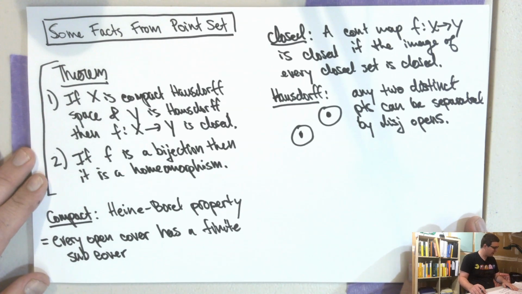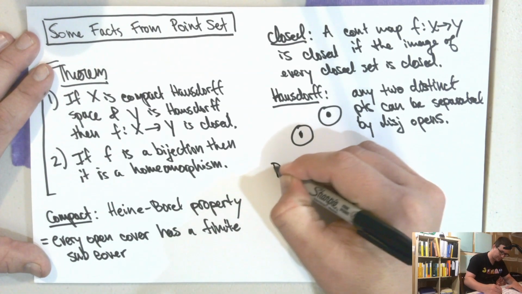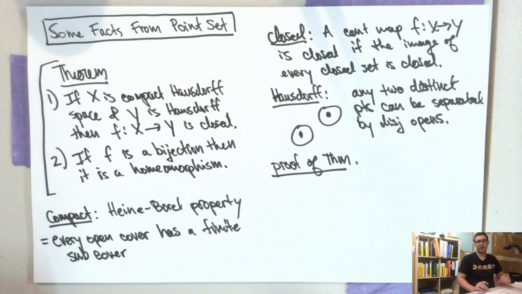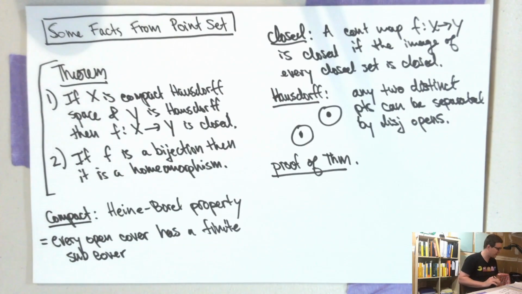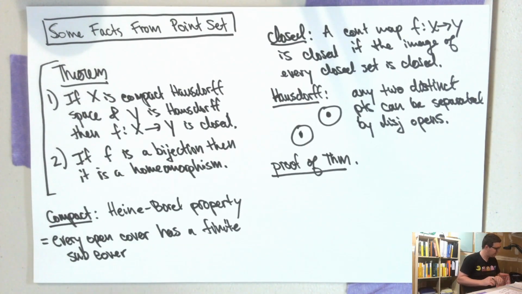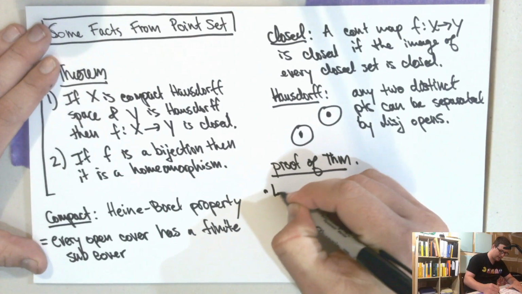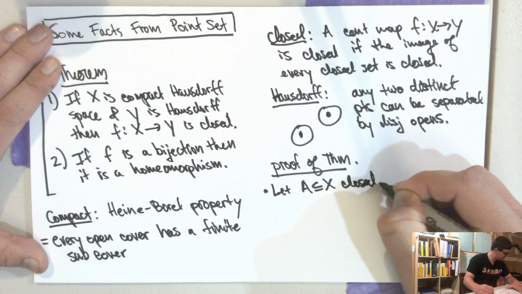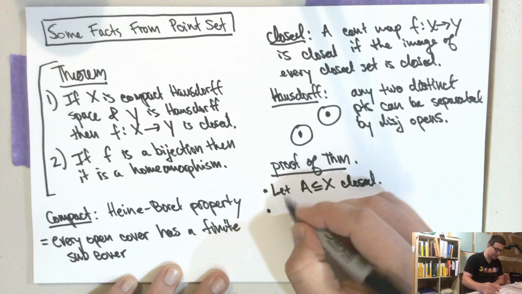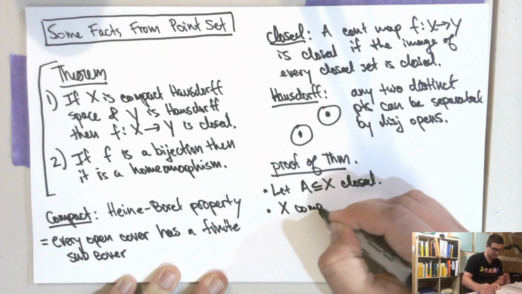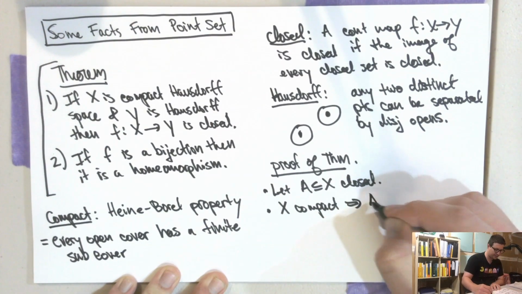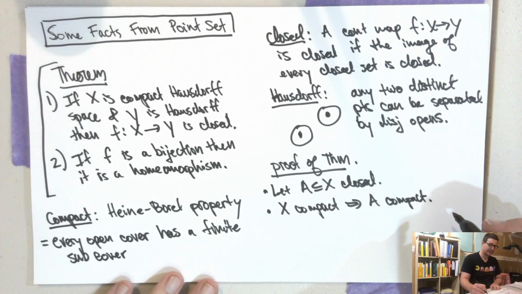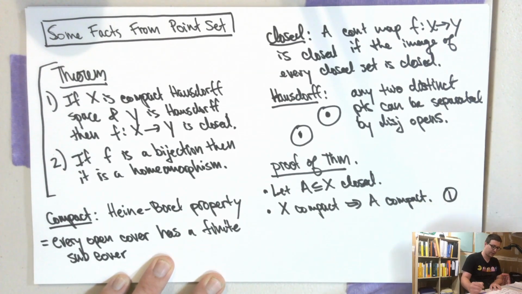Okay, so here's the proof of the theorem. Okay, so the proof of the theorem goes as follows. So let A be a subset of X, let this be closed. Okay, so since X is compact, this implies that A is compact. So that's fact 1 that we're going to need, that closed subsets of compact sets are compact.